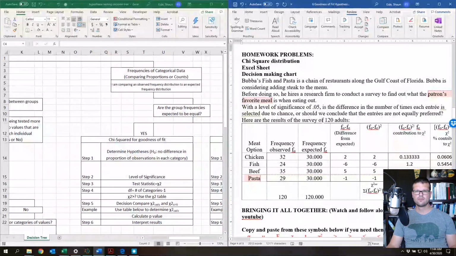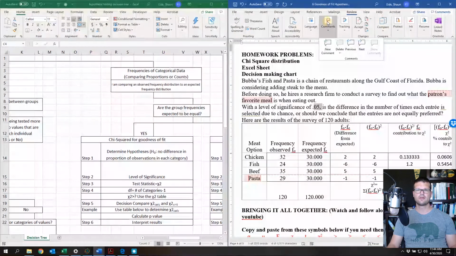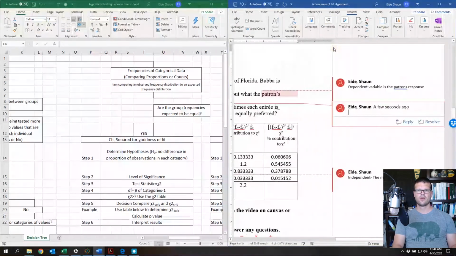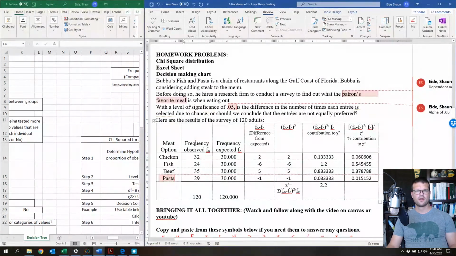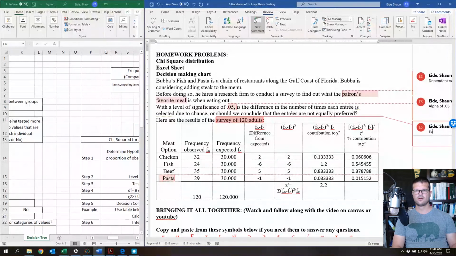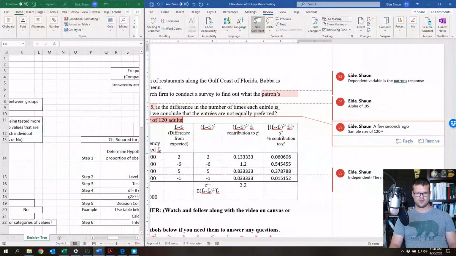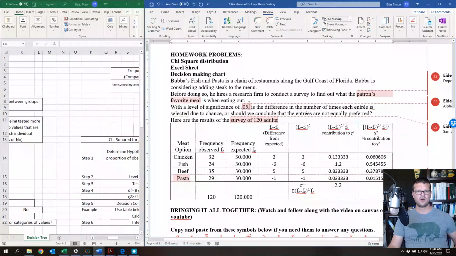Then we have the alpha level. Alpha of 0.05, and then the sample size of 120.